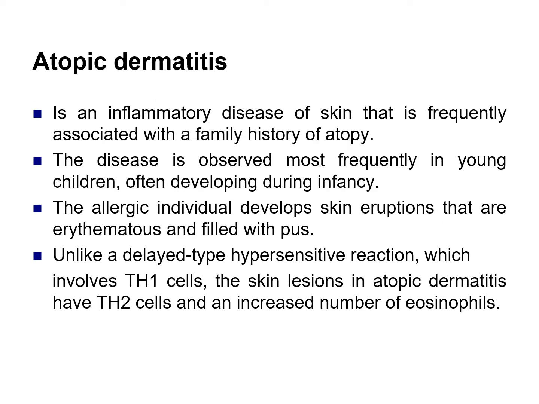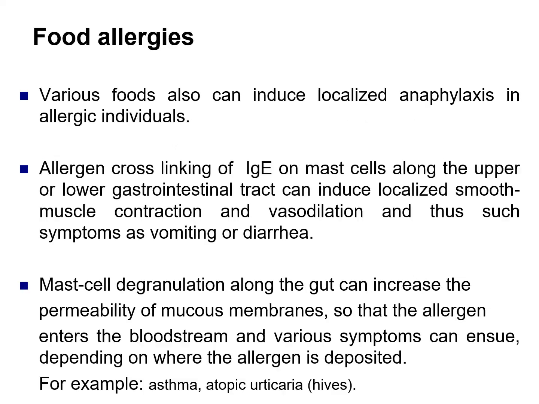Next is atopic dermatitis. This is a condition usually genetic in nature, affecting very young patients, children, and infants, starting from around 1 year old. This condition is characterized by the presence of red skin eruptions, erythematous, and filled with pus. This is caused by Th2 cells associated with an increased number of eosinophils. Okay, compared to delayed type hypersensitivity reaction, which is caused by Th1 cells.